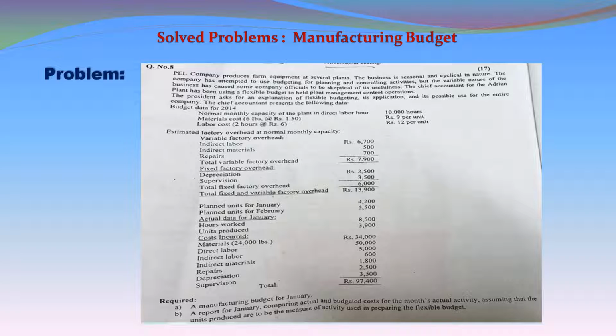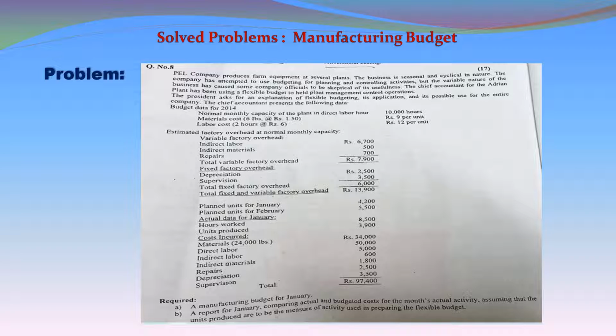The company has attempted to use budgeting for planning and controlling activities, but the variable nature of the business has caused some company officials to be skeptical of its usefulness. The chief accountant for the Adrian plant has been using a flexible budget to help plant management control operations. The president asks for an explanation of flexible budgeting, its application, and its possible use for the entire company.